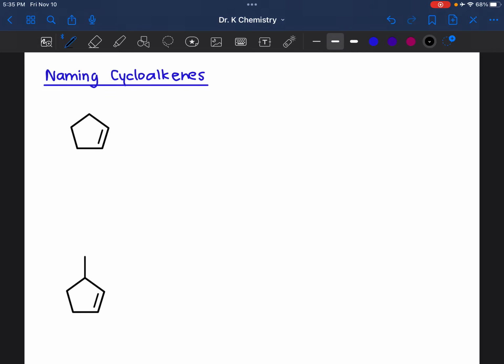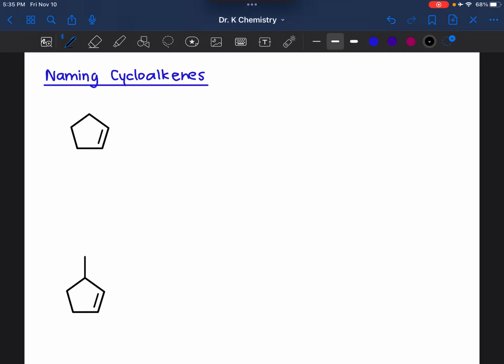In the previous video, we learned how to name straight chain alkenes. Now we'll name some cycloalkenes. And you'll see that here the system is going to be very similar to naming cycloalkanes. The only difference will be that we're going to prioritize numbering the double bond.